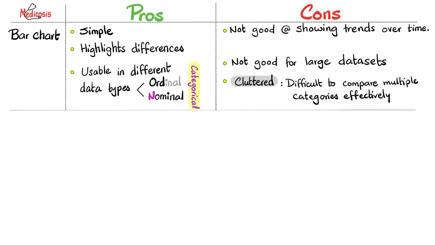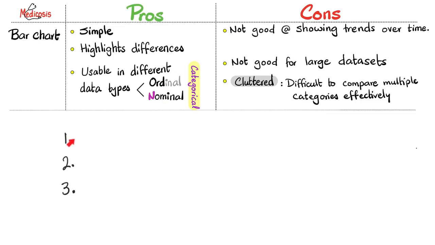So the bar chart, what are the pros and what are the cons? The pros, it's very simple. It highlights the differences, in this case the differences between milk and orange juice, and it's usable in different data types. We can use them for nominal data, just like milk versus orange juice. We can also use them for ordinal categorical data, such as 3 levels of chess players. Level 1, the novice. Level 2, intermediate. Level 3, advanced. These are categorical variables, but they are not nominal, as in milk versus orange juice.